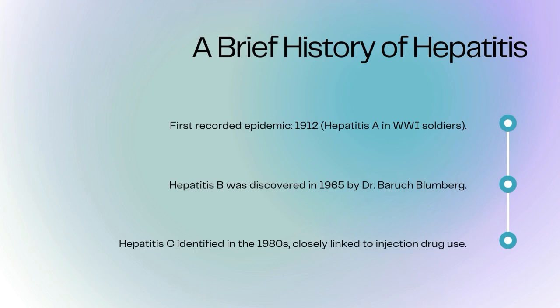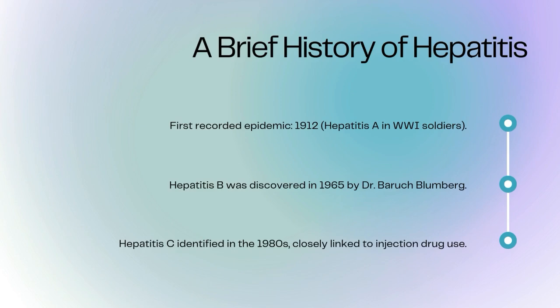Hepatitis is far from a modern disease. It's been around for centuries. The term itself originates from the Greek word hepar, meaning liver. The first recorded epidemic of hepatitis occurred in 1912 when soldiers in World War I contracted what we now know as hepatitis A, transmitted through contaminated water and poor sanitation.